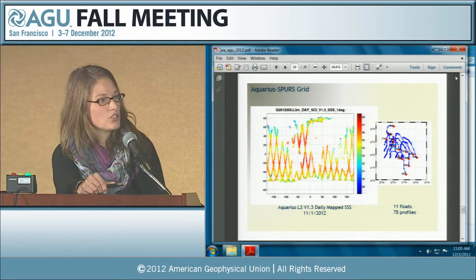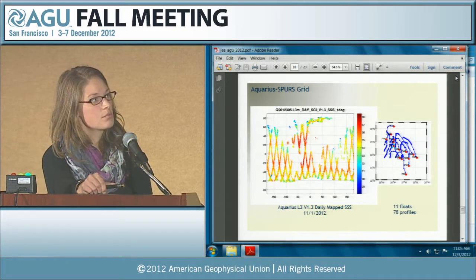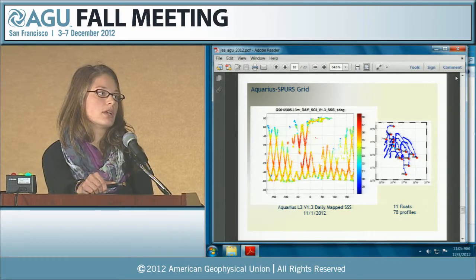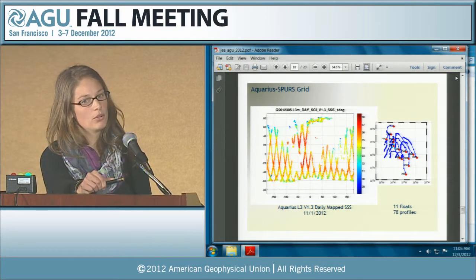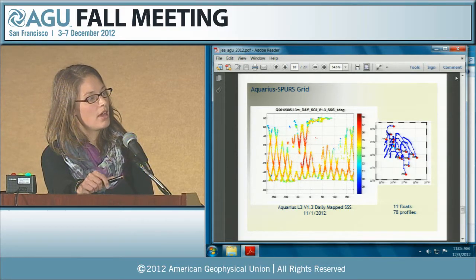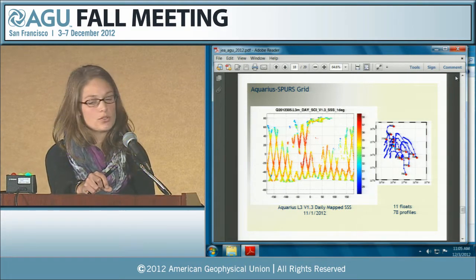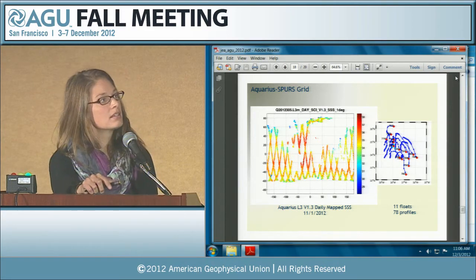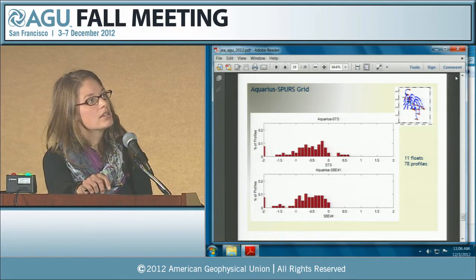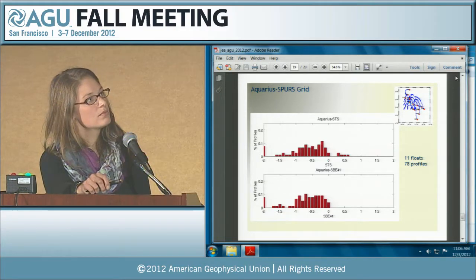So lastly, I wanted to show a comparison of Aquarius data with the SPURS floats. I took the Aquarius daily level 3 mapped sea surface salinity, shown here as an example of one day on November 1st, and co-located it with the 11 Argo floats, and I did it on a daily basis. So this resulted in 78 profiles for comparison. So shown here is Aquarius minus STS for those time periods.